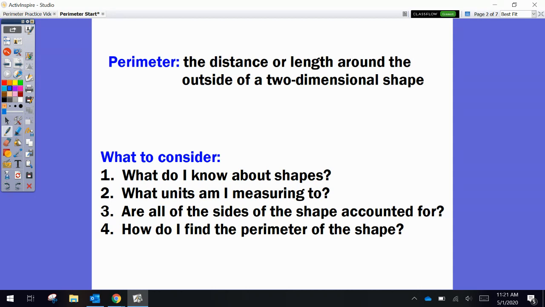Are all the sides of the shape accounted for? We're going to be finding out in the next week or so that a lot of times they don't give you all the sides anymore now that you're a third grader. So you might have to actually do some math to solve for the sides. And finally, how do I find the perimeter of a shape? We're going to talk about that a lot.